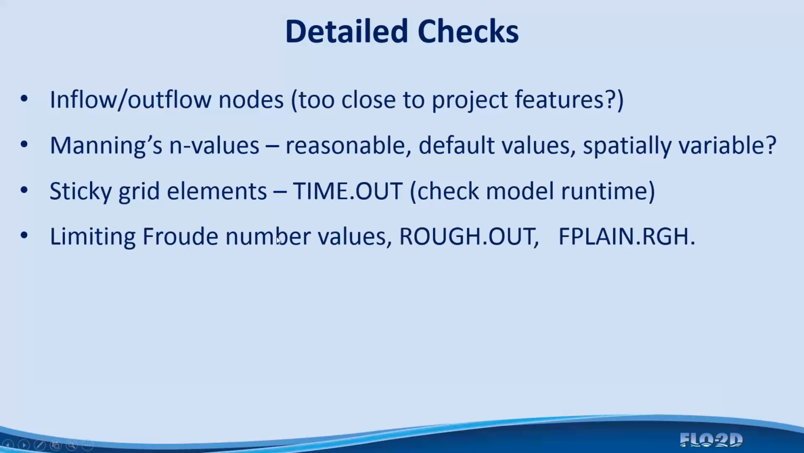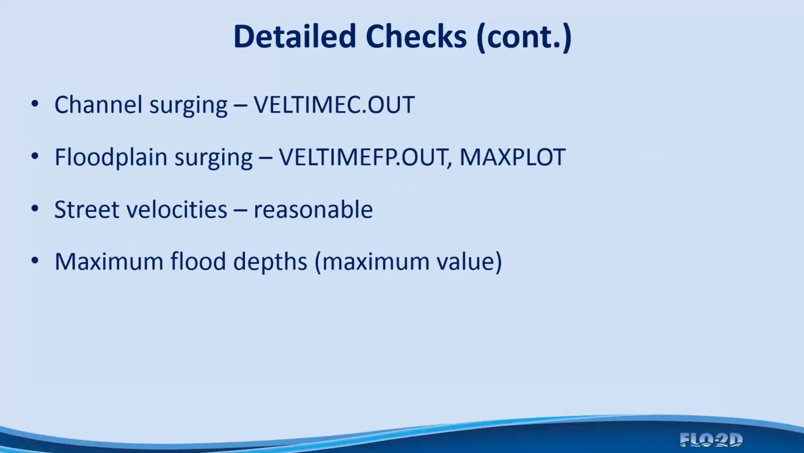And this may be a troubleshooting tool that you may not find in other models, but it shows you that you can go to ROUGH.OUT and look at n value adjustments in the output file, ROUGH.OUT, in order to limit the Froude number being supercritical or high supercritical.